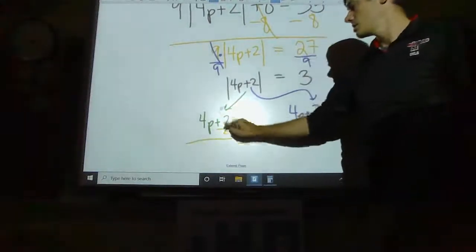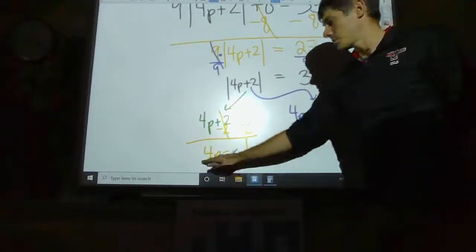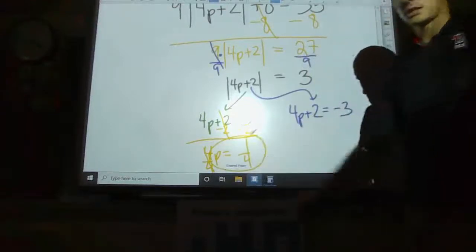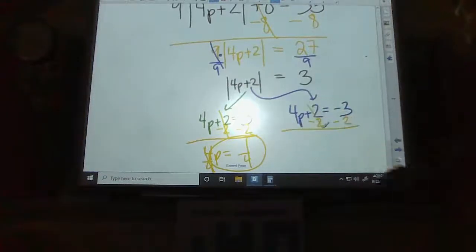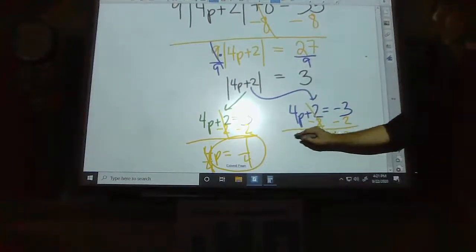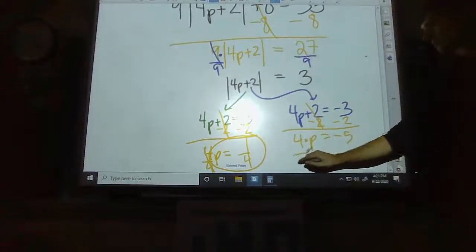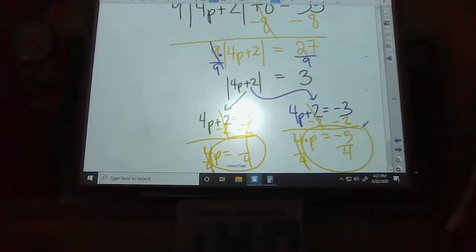Ooh, this one's kind of icky. We're going to end up with a fraction right here, aren't we? 4 times something equals 1, so 1 divided by 4. I'm out of space, but that's going to be 1/4. And then over here, same idea. Subtract 2 on both sides. 4 times something equals negative 5. So then divide by 4, and you get negative 5 over 4, which is negative 1.25. I wish I had more room, but I'm out. So that is about as hard as it gets.